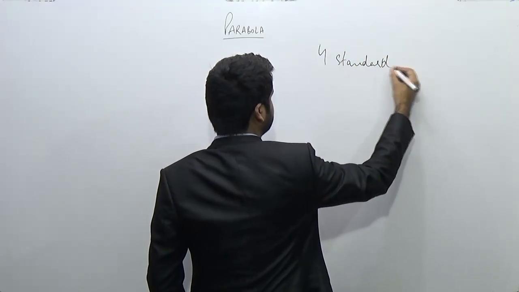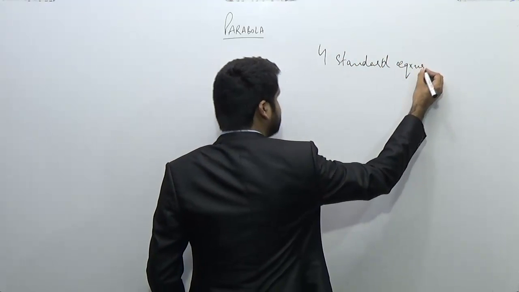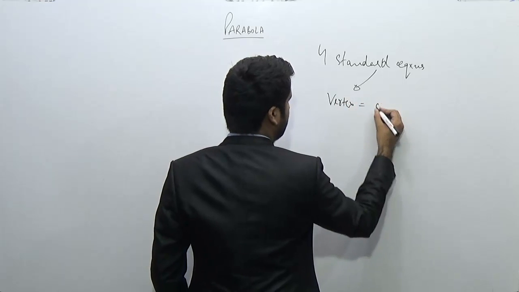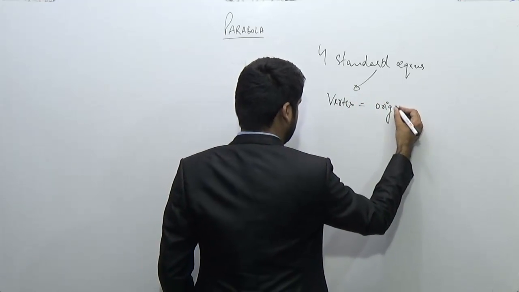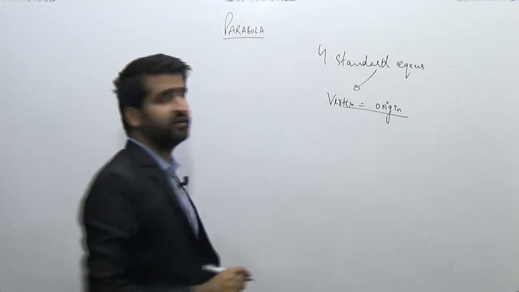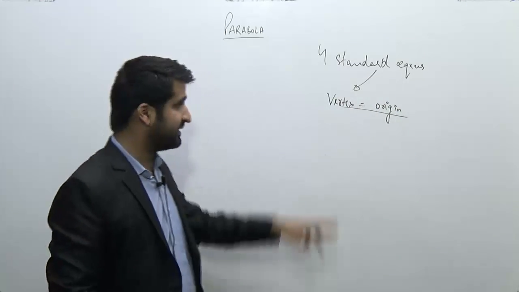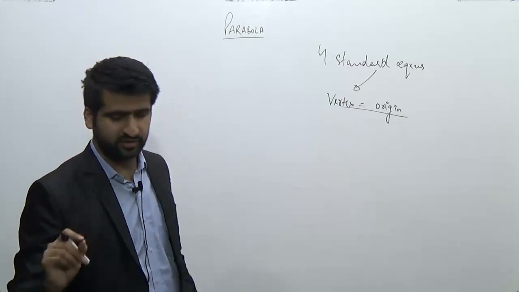the vertex of this parabola is always origin. So in all the 4 standard equations of parabola, the vertex is always equal to the origin. So we can say that the vertex always lies on 0, 0.